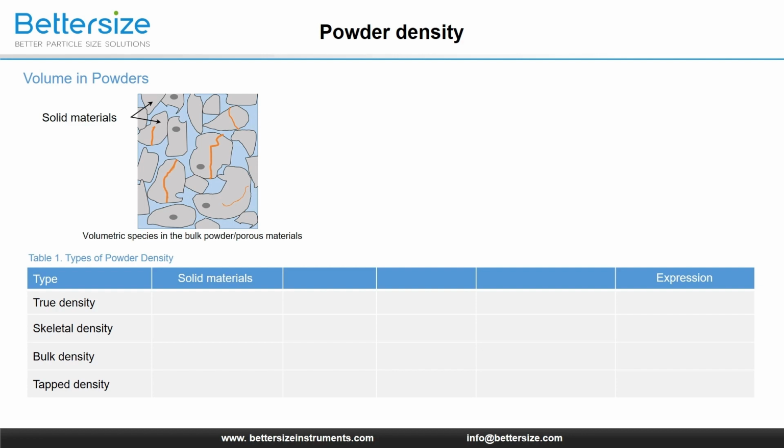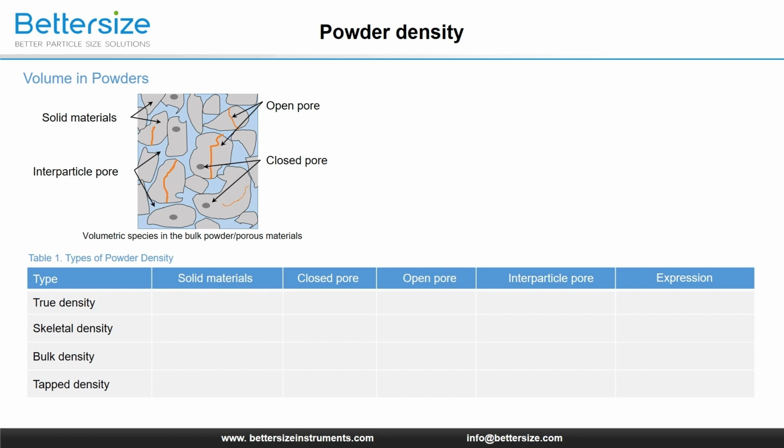Closed pores. These are pores within the particles disconnecting to the atmosphere. Open pores. These are pores within the particles connecting to the atmosphere. Interparticle pores. These are voids between the particles that result from their irregular shape and packing arrangement.